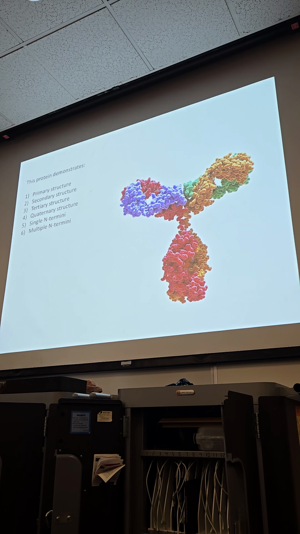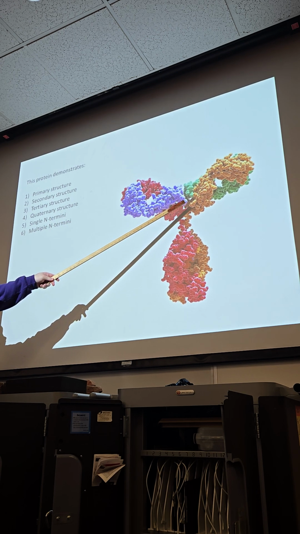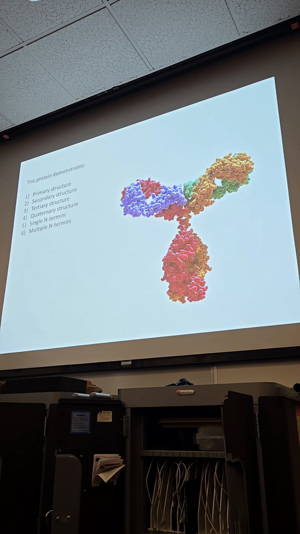How many N-termini are here? 4, right? That's one color, that's one color, that's one color, and that's one color. Oh. There's 4 N-termini. How many C-termini do we have? 4. How many polypeptide chains? 4. Is this therefore demonstrating primary structure, secondary structure, tertiary, and quaternary? Yes. The only thing that's not correct is there's a single N-termini, because there are 4.